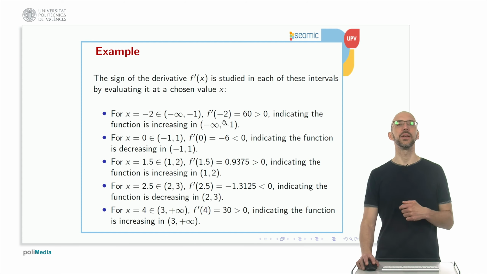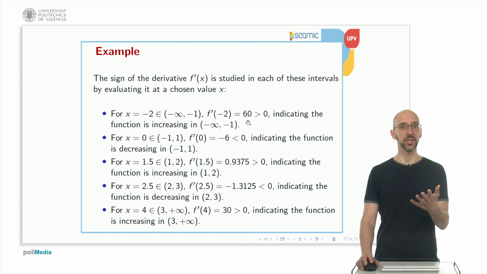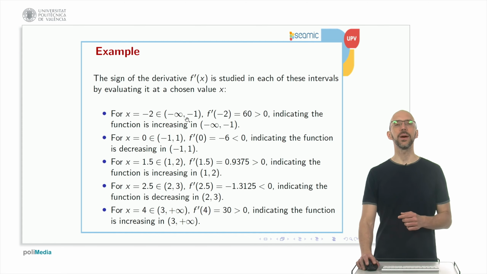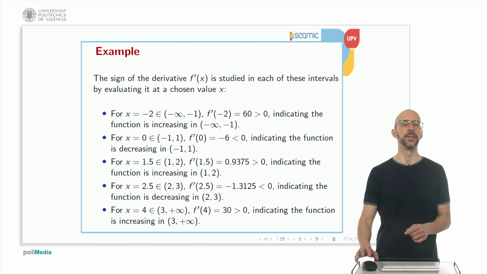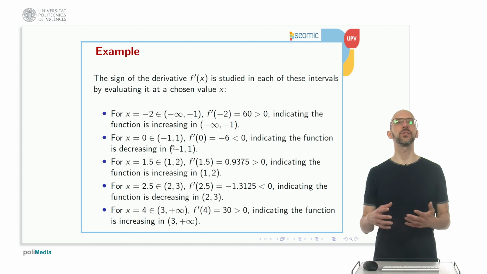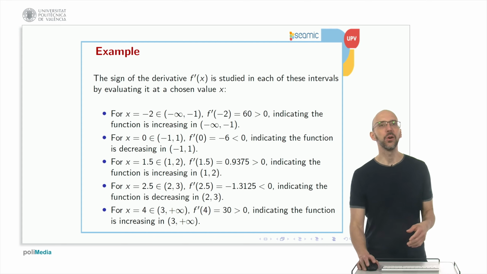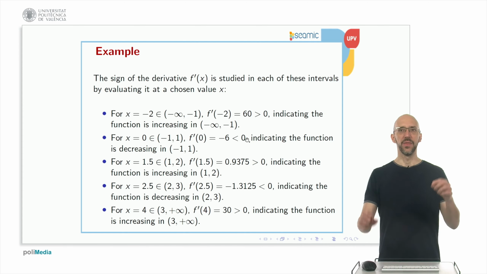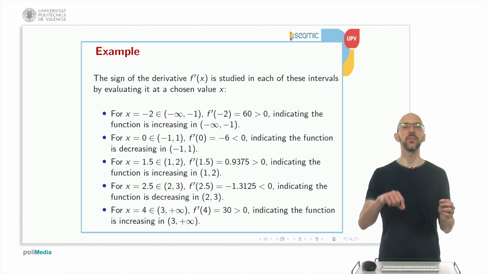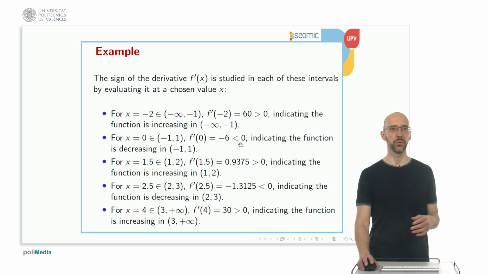The derivative at negative 2 is 60, positive. Perfect. So the derivative in this interval is positive, which means that the function is increasing, by the way. For the interval minus 1 to 1, I chose 0 as the point that I'm going to take. In fact, I don't have many other integers in this interval. The derivative at 0 is negative 6, negative. The derivative is negative in this interval. So this means that the function is decreasing in the interval minus 1 to 1.